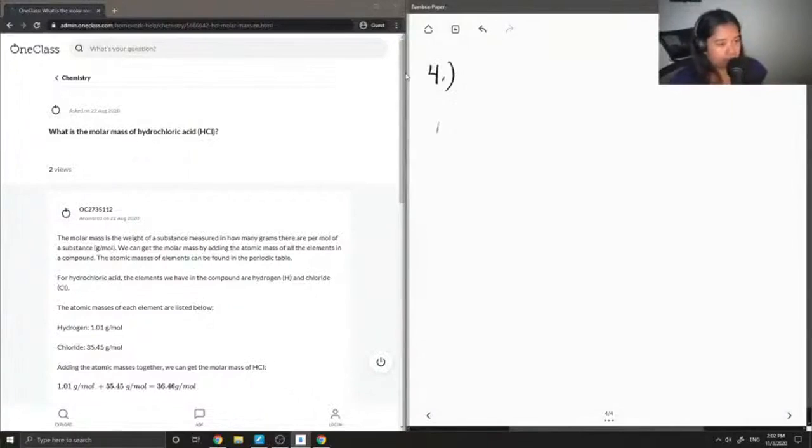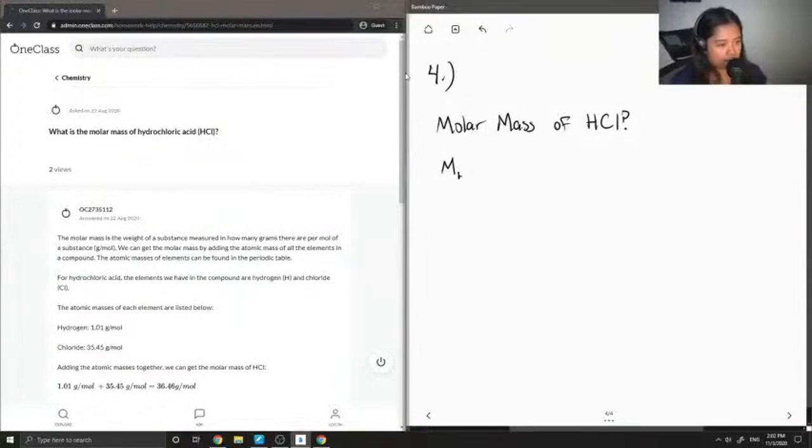So when we want to calculate the molar mass, we first want to look at the different atoms involved in hydrochloric acid, and we want to find out the atomic weight of each of those atoms.